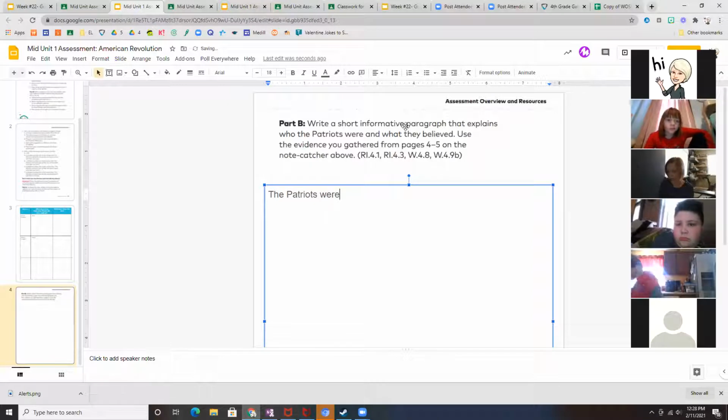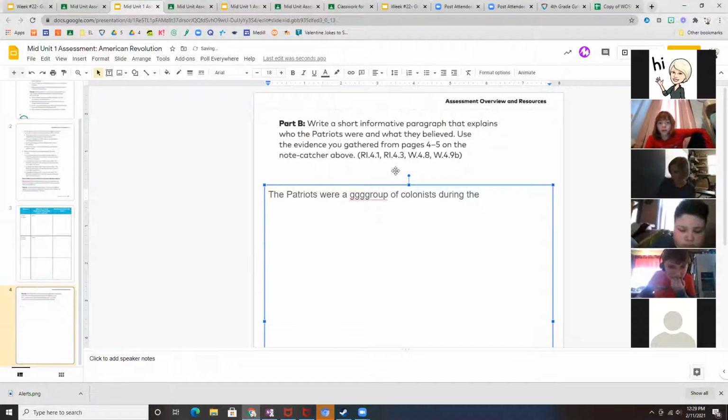The Patriots were... whoa, my G key stuck. They were a group.